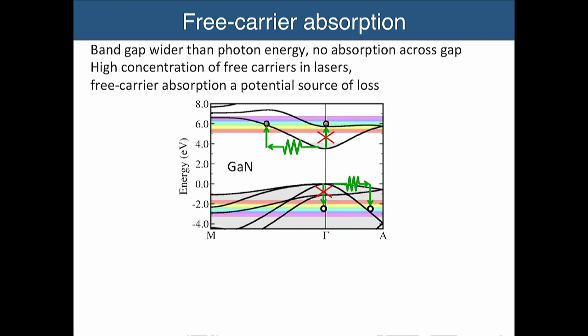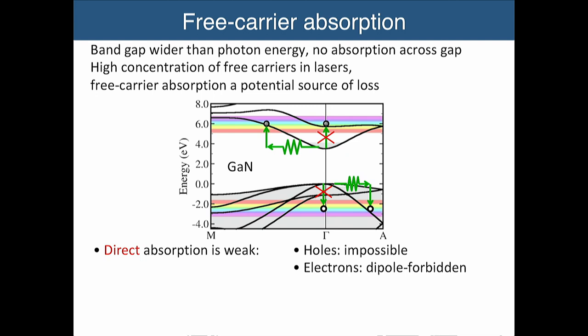Okay. Now, this is not across the band gap, right? So here we have the wide band gap semiconductor, like gallium nitride, and the light of the laser is not enough to excite across the gap. What can happen, though, is that here you have lots of free carriers, either free electrons at the bottom of the conduction band or free holes at the top of the valence band. And in this case, direct absorption is not possible. For holes, for example, there are no states for them to be excited to. For electrons, there is a state, but it's a type of forbidden transition, so it's a very weak absorption.